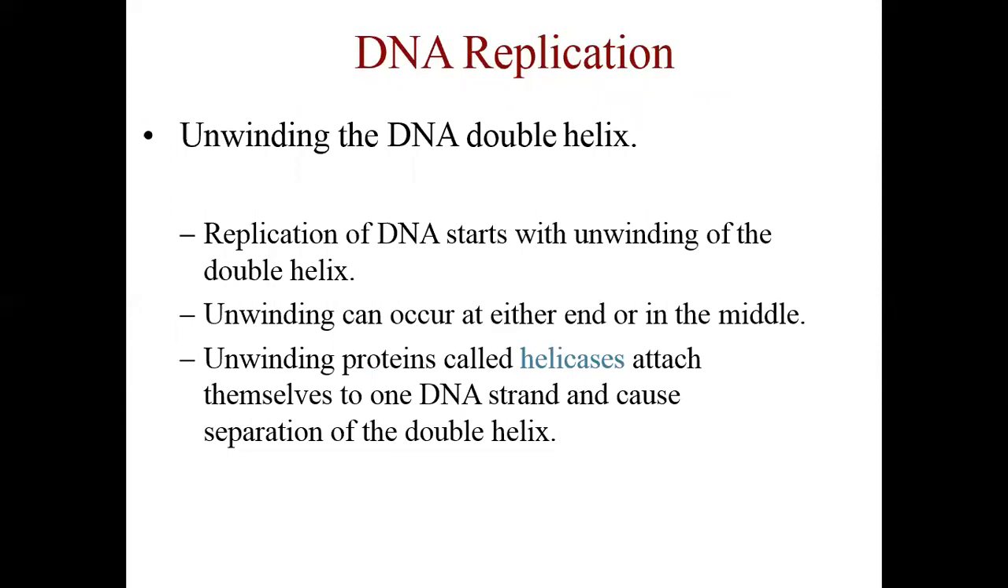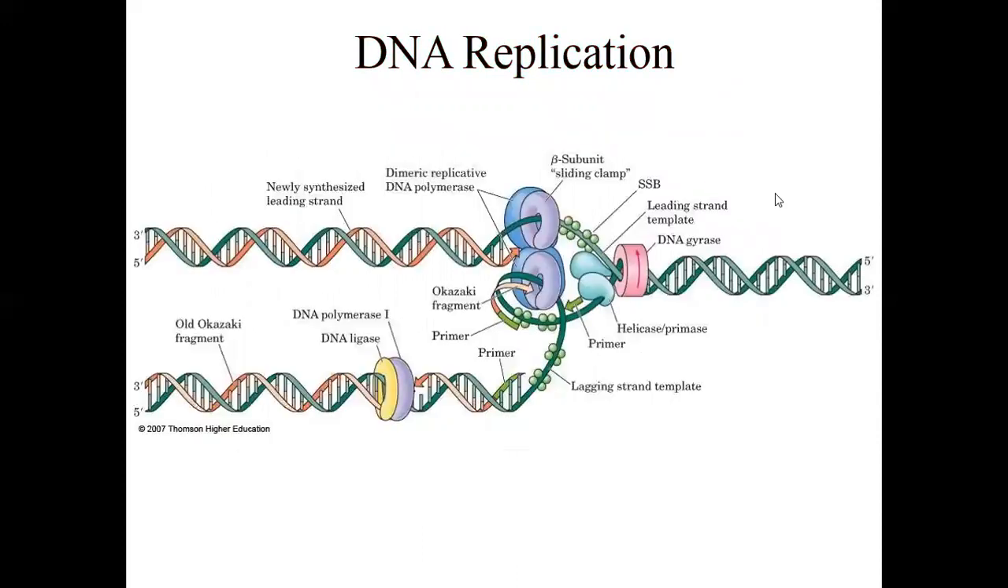First, the unwinding of the DNA double helix. Replication of DNA starts with unwinding of the double helix. The unwinding can occur at either end or in the middle. The unwinding proteins are known as helicases, and they attach themselves to one DNA strand and cause separation of the double helix. So this is the pictorial diagram of DNA replication.